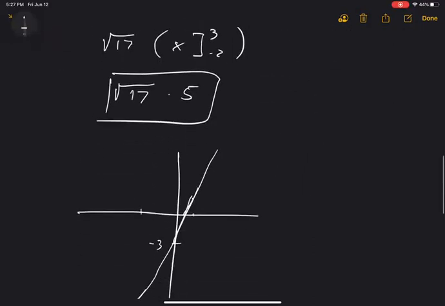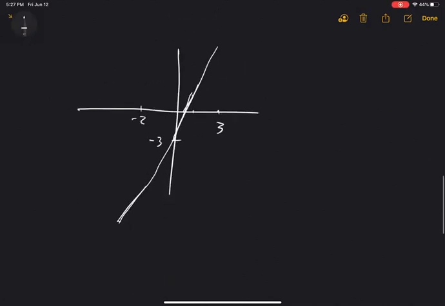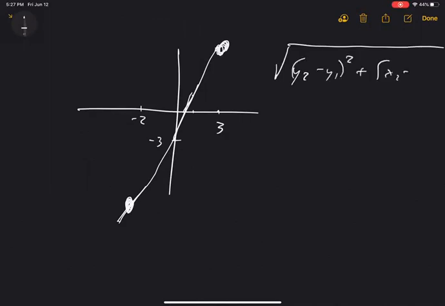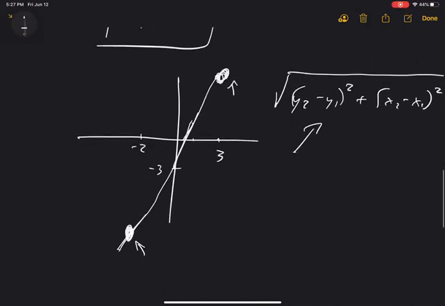Okay, so let's say this is -2 and we go to 3. So really what we're doing is just finding the length of this line segment from this dot to this dot. Since it's a straight line, we have this distance formula. So remember what the distance formula is: y2 minus y1 squared plus x2 minus x1 squared, all under a square root. If we found the x and y coordinates of these 2 points and plugged them into this formula, it would give us the same answer, square root of 17 times 5.